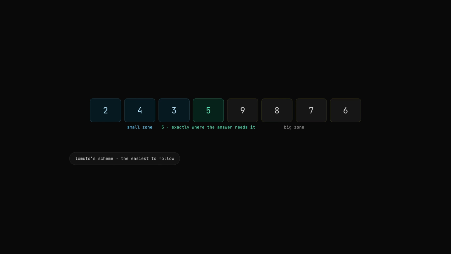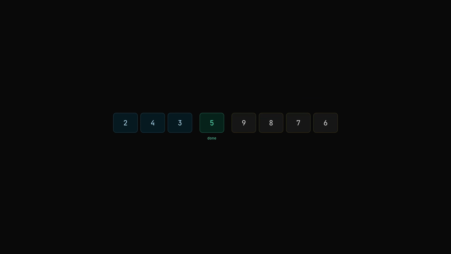This scheme is Lomuto's, the easiest to follow. Real libraries descend from Hoare's original, which closes in from both ends. Same idea, fewer swaps. Now recurse. The left side, 2, 4, 3. The right side, 9, 8, 7, 6. Each side picks its own pivot, partitions, recurses, down to single elements.